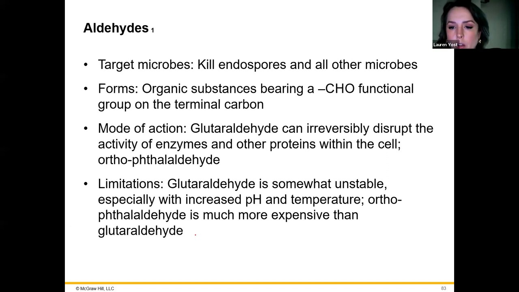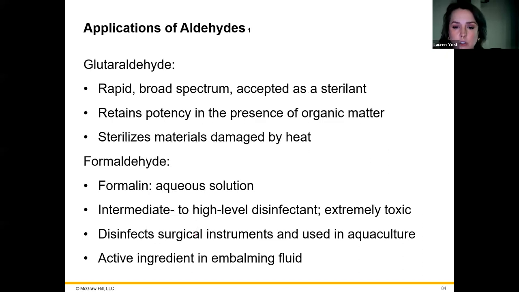Okay. So glutaraldehyde is kind of unstable, especially with pH changes. And then the OPA is more expensive, but it is also more stable than the glutaraldehyde. Glutaraldehyde: rapid, broad spectrum, can be used for sterilizing. It's potent in the presence of organic matter. It sterilizes materials that would otherwise be damaged by heat. So it is useful, has its place.